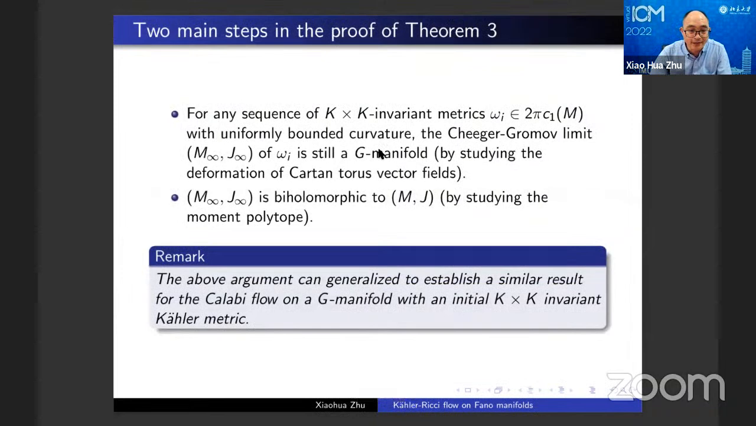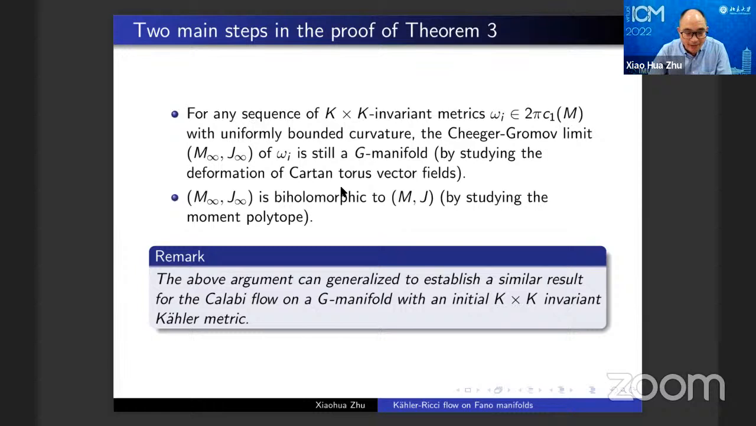includes two main steps. First, we study the G times G, K-invariant metric. Here, capital K is just a maximal compact subgroup of the complex Lie group. For the flow, the limit is independent of the initial metric, so we can just study a K times K invariant initial metric. Under the uniform boundary closure, we show the Gromov-Hausdorff limit is still a G manifold.